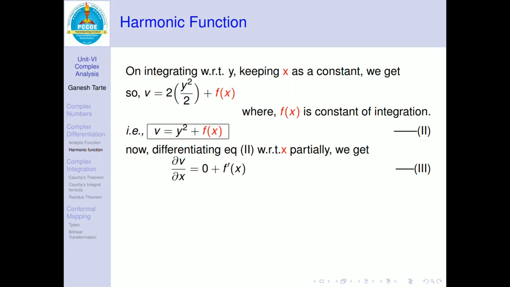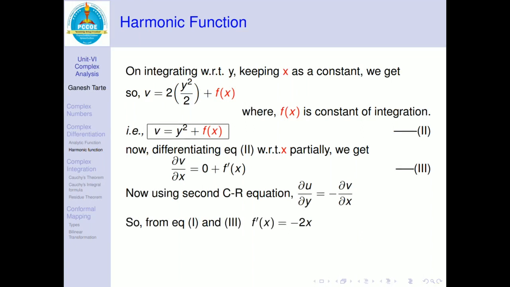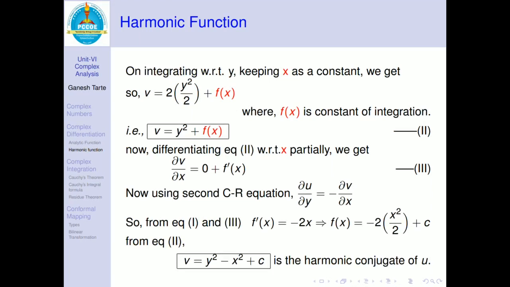Suppose it is equation number 3. According to the second CR equation, u with respect to y is equal to minus v with respect to x. We already calculated u with respect to y in equation number 1, so it is 2x, and therefore we get f dash of x is equal to minus 2x. On integrating with respect to x, we get f of x is equal to minus x square plus c, and hence from equation 2, the value of v is y square minus x square plus c, where c is the constant of integration. So this is the harmonic conjugate of u.